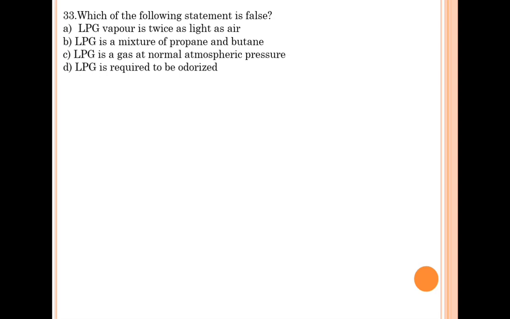Question 33. Which of the following statements is false? Here the first option is LPG vapor is twice as light as air. This is the false statement. As we know, LPG contains butane and propane, and butane is twice as heavy as air, and propane is 1.5 times heavier than air. That means LPG is heavier than air, but here it is written the LPG vapor is twice as light as air. So A is the false statement. So option A is the right answer here.